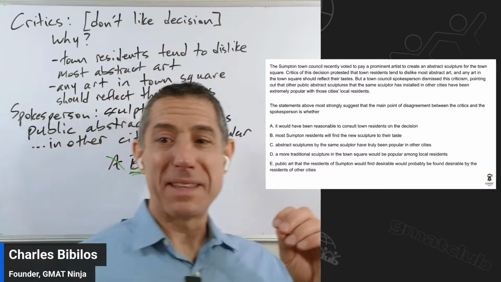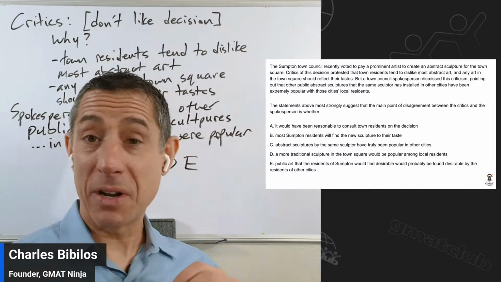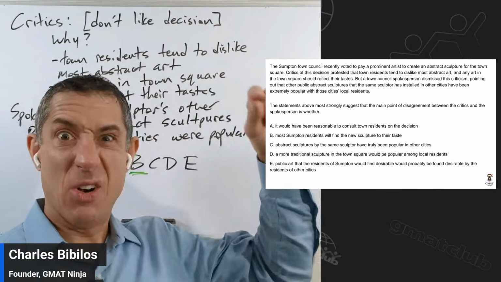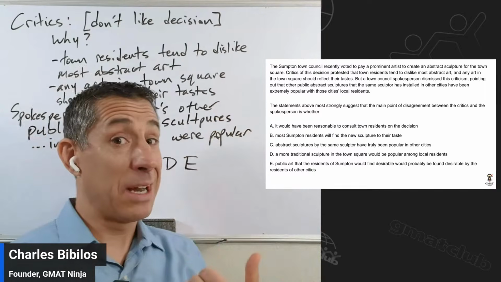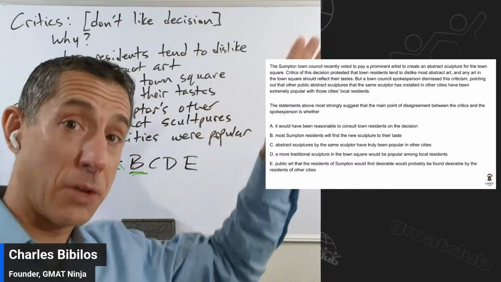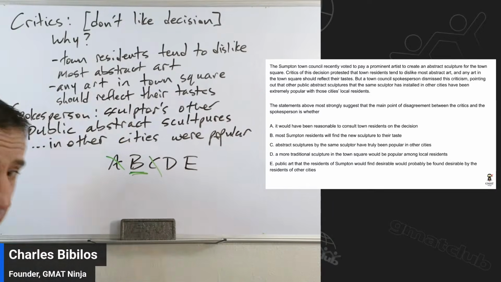Abstract sculptures by the same sculptor have truly been popular in other cities. Again, the critics don't necessarily disagree with that. They're not saying, no, you're wrong, everybody hates these. They're just saying, hey, we're not into this stuff. The critics don't disagree about the idea that other towns like it. So C is definitely out.